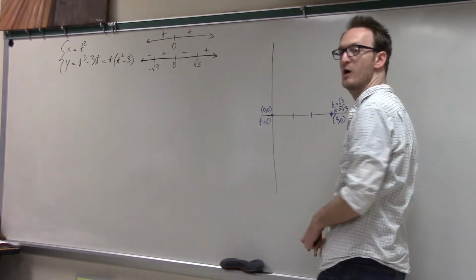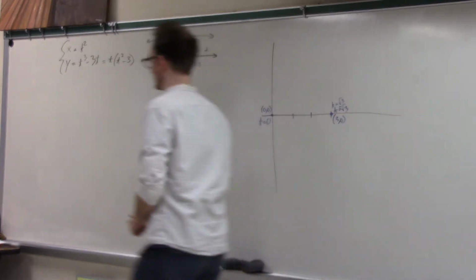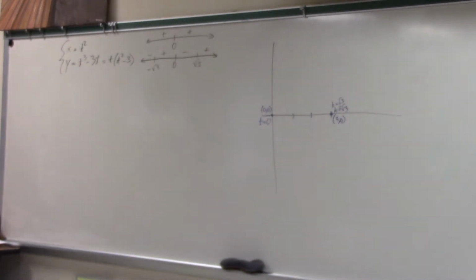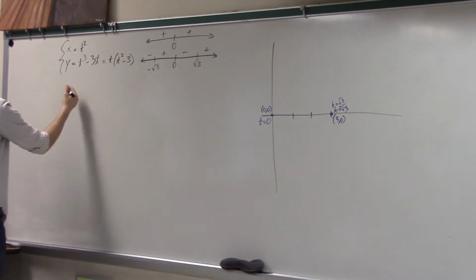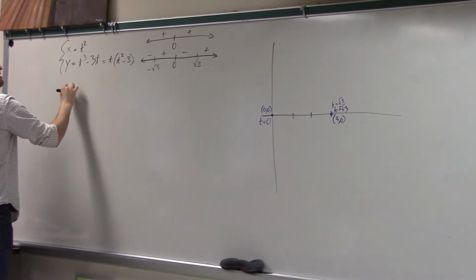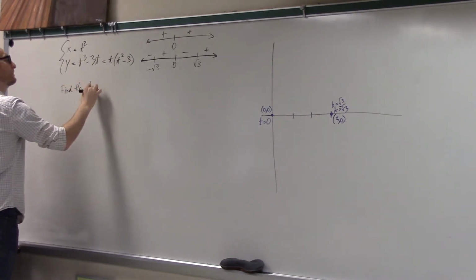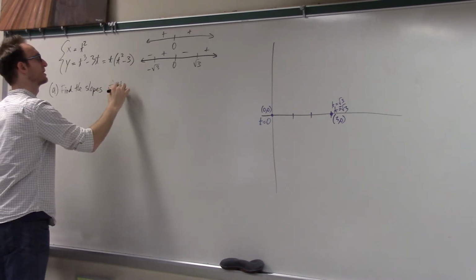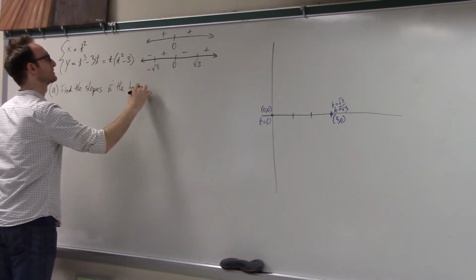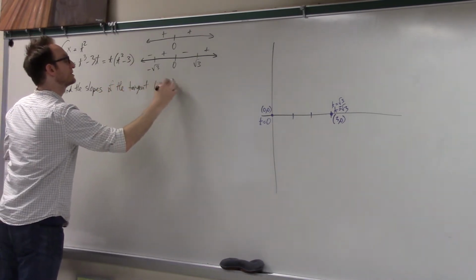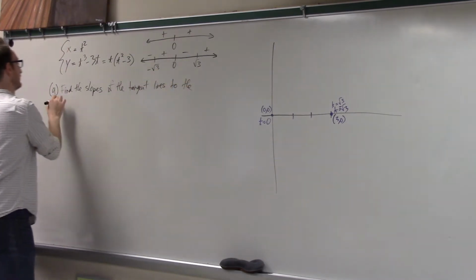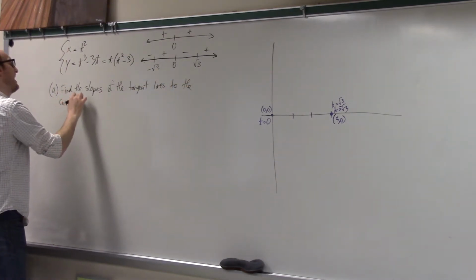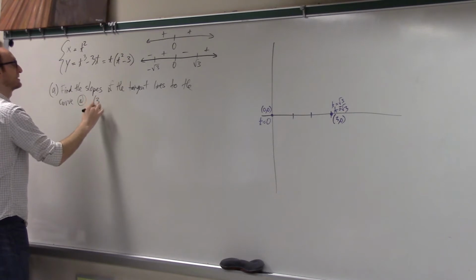Well, I would like to know in what way it crosses itself. So now I have some questions. And the questions are, what's going on at t equals plus or minus root 3? So what I would like you to do right now is to find the slopes. So here's our first question. Find the slopes of the tangent lines to the curve at the point 3, 0.